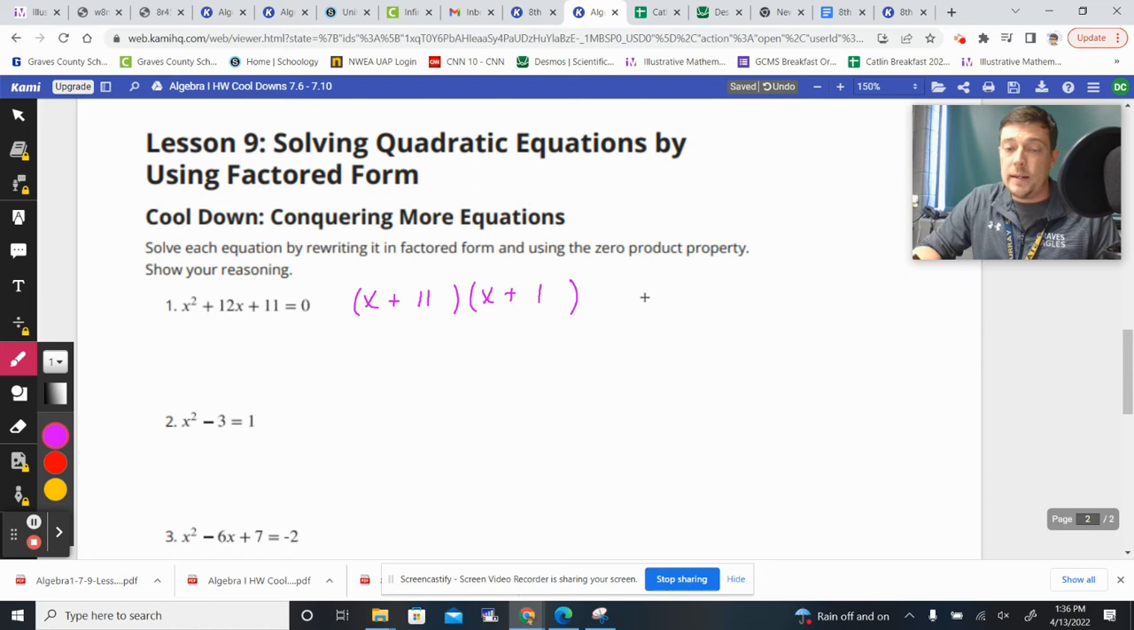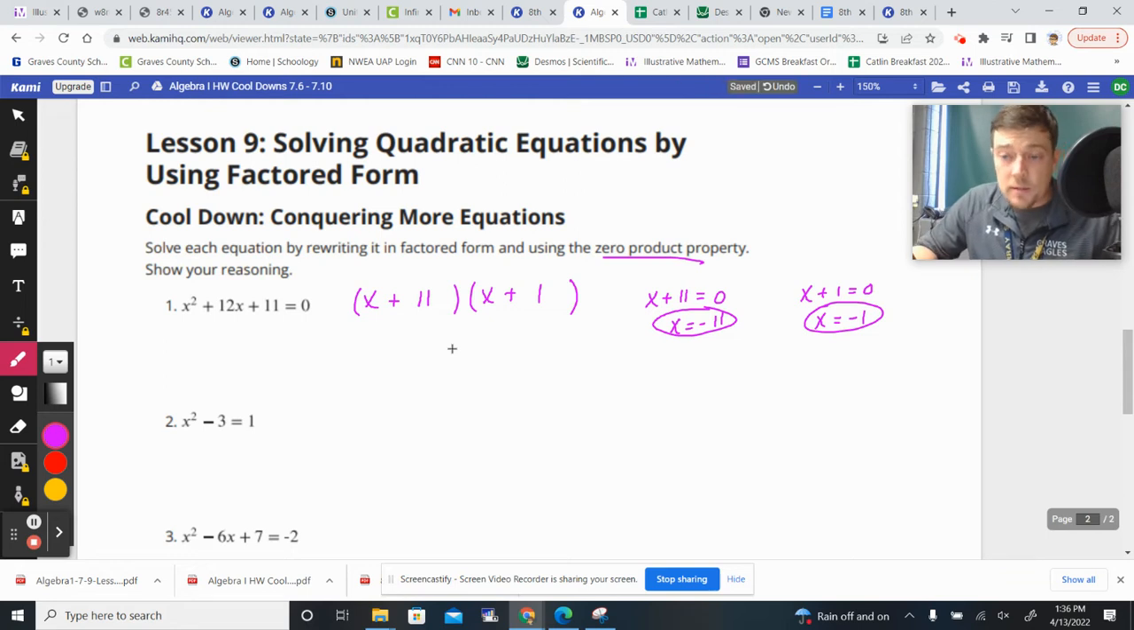And then what I need to do now by using the zero product property is set both of those equal to 0 and find out where these actually cross the x-axis. So x plus 1 will equal 0 when x is negative 1. And x plus 11 will equal 0 when x is negative 11. So these are my solutions to number 1.